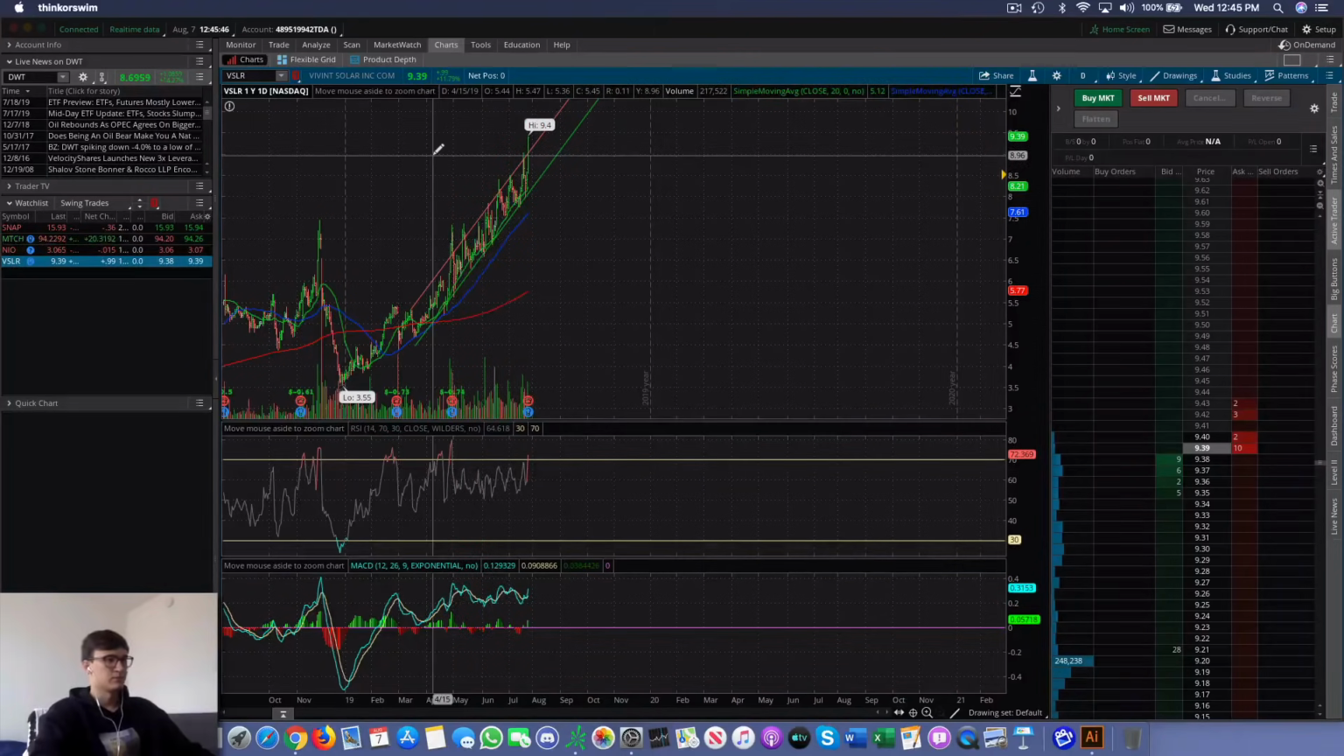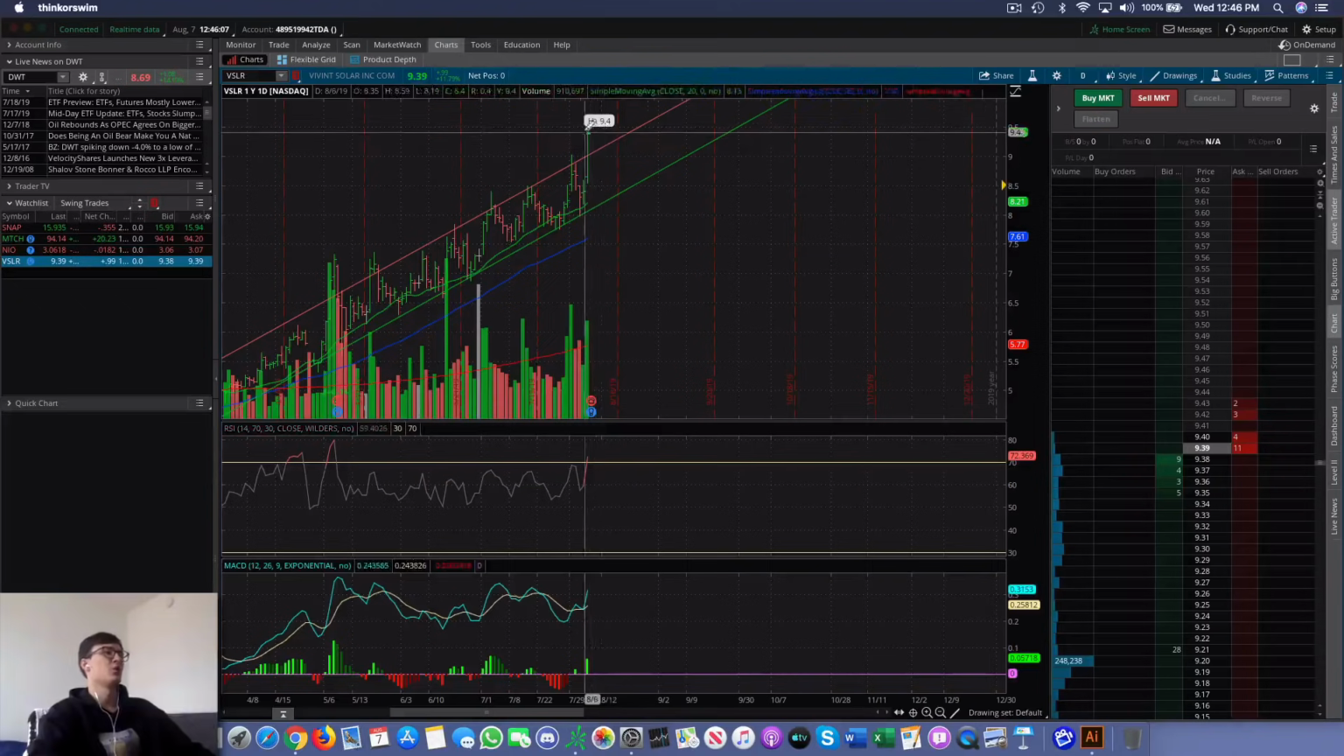You can identify resistance and support with a downtrend, with an uptrend, and with a consolidation. Consolidation is basically when the chart is neither moving in an uptrend nor moving in a downtrend, but rather moving in a horizontal manner.